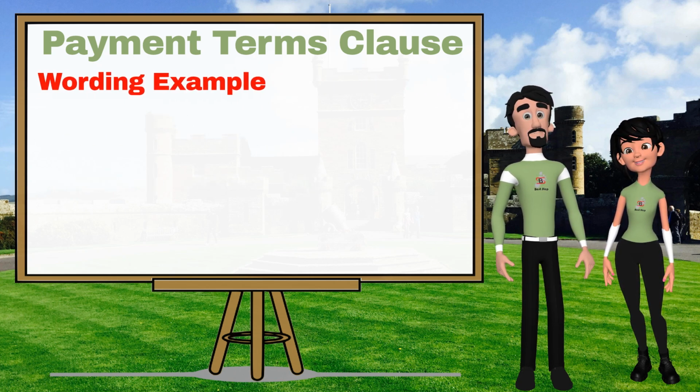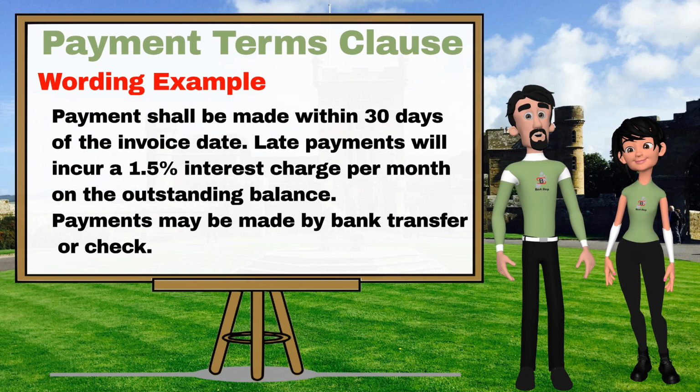Can you give an example of a payment terms clause? Sure. A typical clause might read, "Payment shall be made within 30 days of the invoice date. Late payments will incur a 1.5% interest charge per month on the outstanding balance. Payments may be made by bank transfer or check." This kind of clause provides clear direction on due dates, acceptable payment methods, and consequences for late payments.